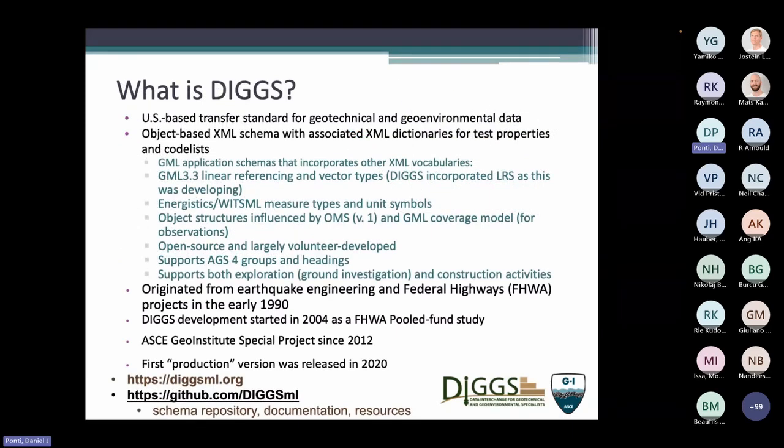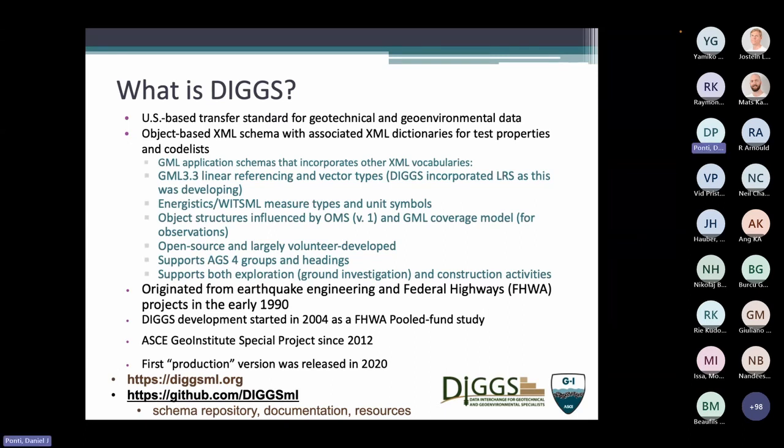So what is DIGS? It's a US-based transfer standard similar to AGS for geotechnical and geoenvironmental data, as opposed to the flat file CSV format that AGS uses. Ours is an object-based XML schema with associated XML dictionaries for test properties and code lists. It is built on Geography Markup Language, GML, the OGC standards for defining vocabularies for geometries and locations of features. And so that's why we're wedded to XML.